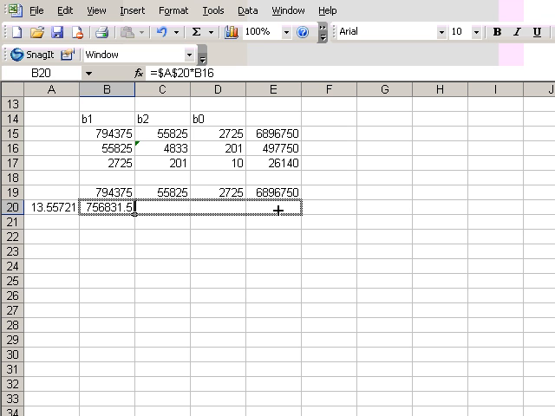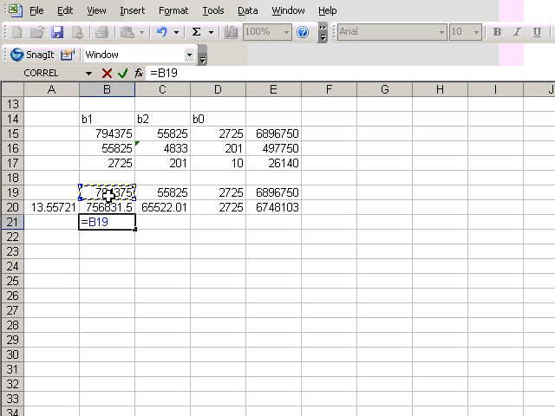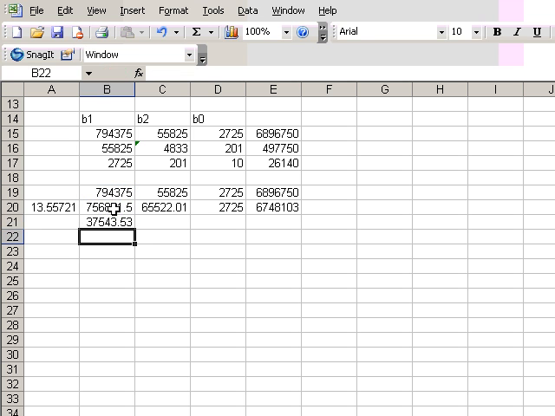Now, dragging this all the way across, I've now multiplied 13.55 times each of these values. And if you'll notice, the coefficient on B0 is 2725, exactly the same as the coefficient above. Now I'm going to subtract this row from this row. Equal this minus this. And when I drag that subtraction all the way across, I now have 0 for the coefficient of B0.